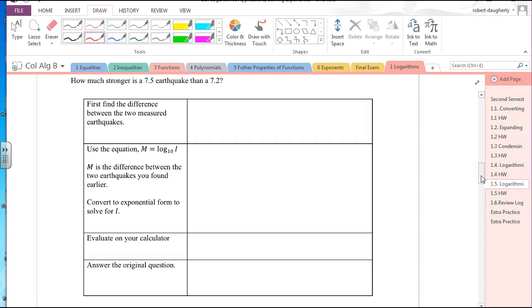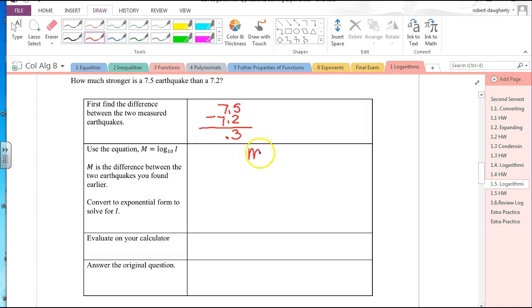How much stronger is a 7.5 earthquake over a 7.2? Okay, what's the first thing I need to do? Yeah, find the difference. So 7.5 minus 7.2 is what? 0.3. I mean, that doesn't feel like much difference. Okay, the earthquakes were 0.3 apart on the Richter scale, but that's a logarithm scale, and these are exponents. So it's going to be a bigger difference than you realize.